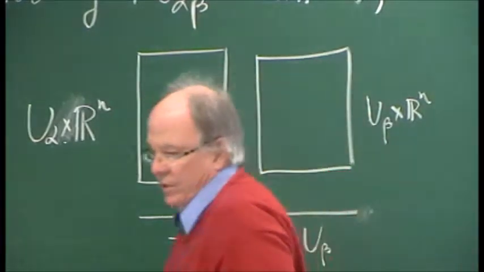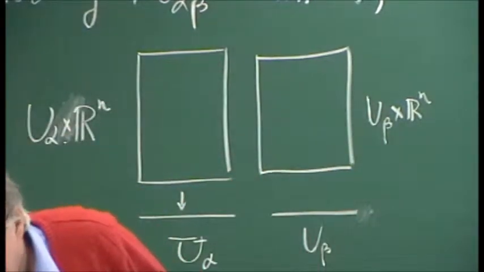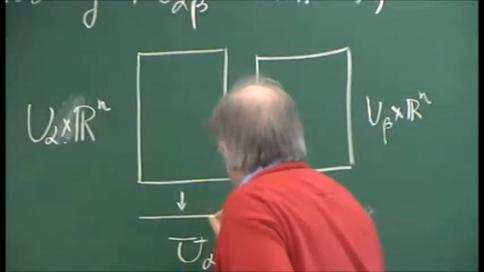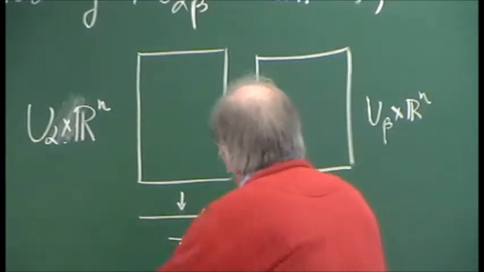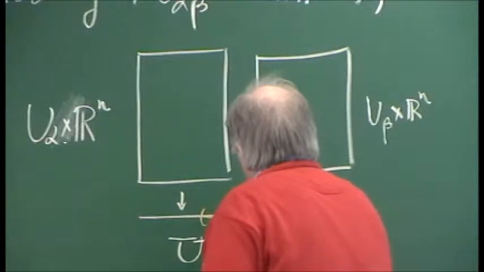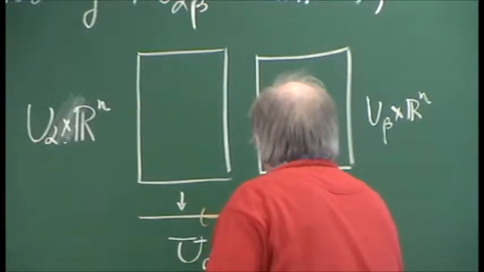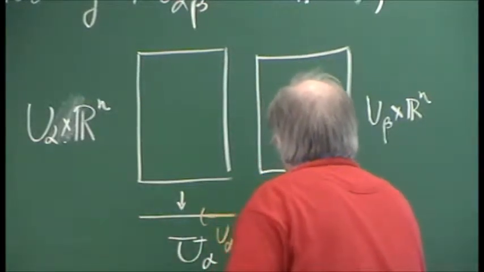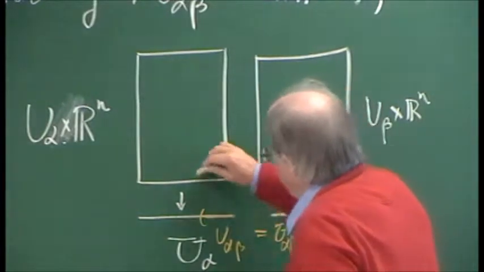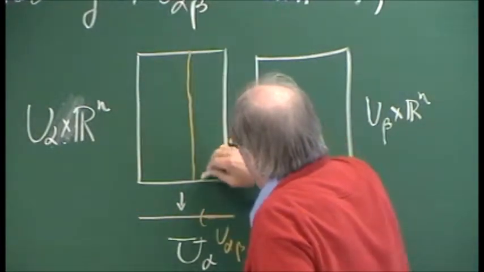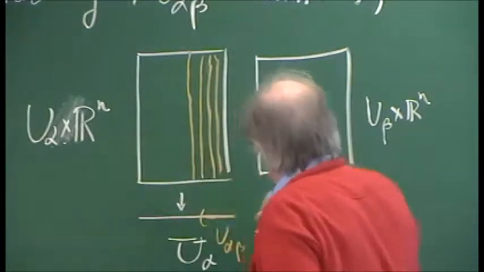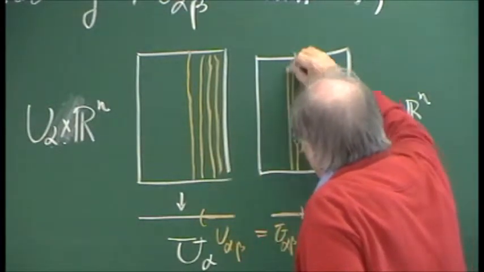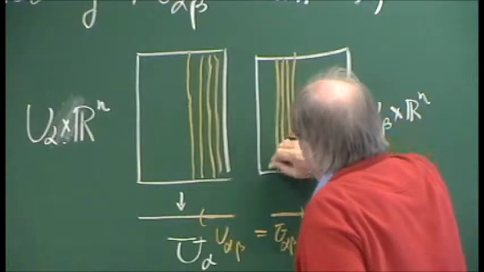And in the scheme of things, these things intersect non-trivially. So let's say everybody draws the picture. Here is U alpha beta. I've separated them so you can see better. Here, this is U alpha beta here. I've just separated the deal. So here is the bundle over U alpha beta in this coordinate system. And here's the bundle over U alpha beta in this coordinate system.